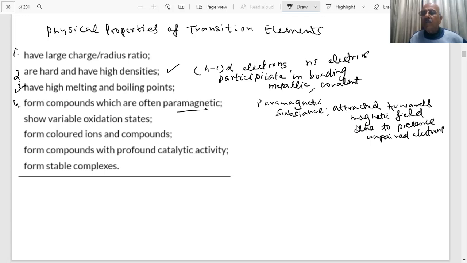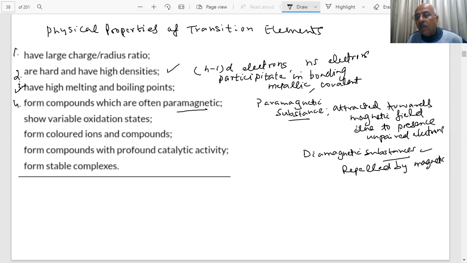You know, even oxygen is paramagnetic. The molecular orbital theory of oxygen explained the presence of two unpaired electrons. So wherever you see unpaired electrons, such substances will be paramagnetic. They will be attracted by the magnetic field, students. And diamagnetic substances are those which are repelled by the magnetic field, those which have no unpaired electrons.